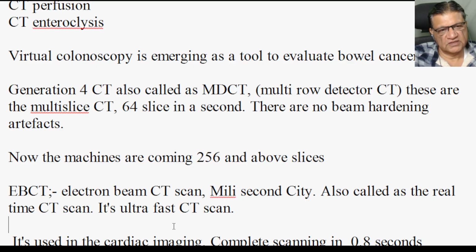Generation 4 CT is also called MDCT, which is multi-row detector CT. These are the multi-slice CT, which has 64 slices in 1 second. There are no beam hardening artifacts in this. Now the machines are coming with 256 and above slices.